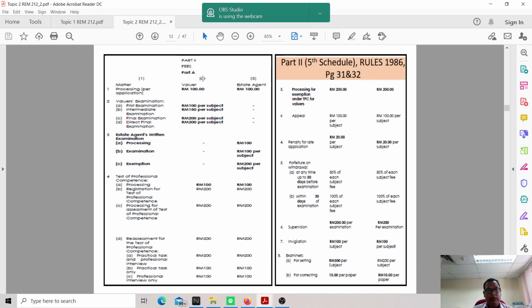Okay, so these are some of the fees that you need to pay if you are taking papers. You don't have the diploma, you don't have the degree, you are taking papers. For estate agent, it is 100 ringgit per subject. For exemption, if you want to apply for exemption, you also have to pay some fee.